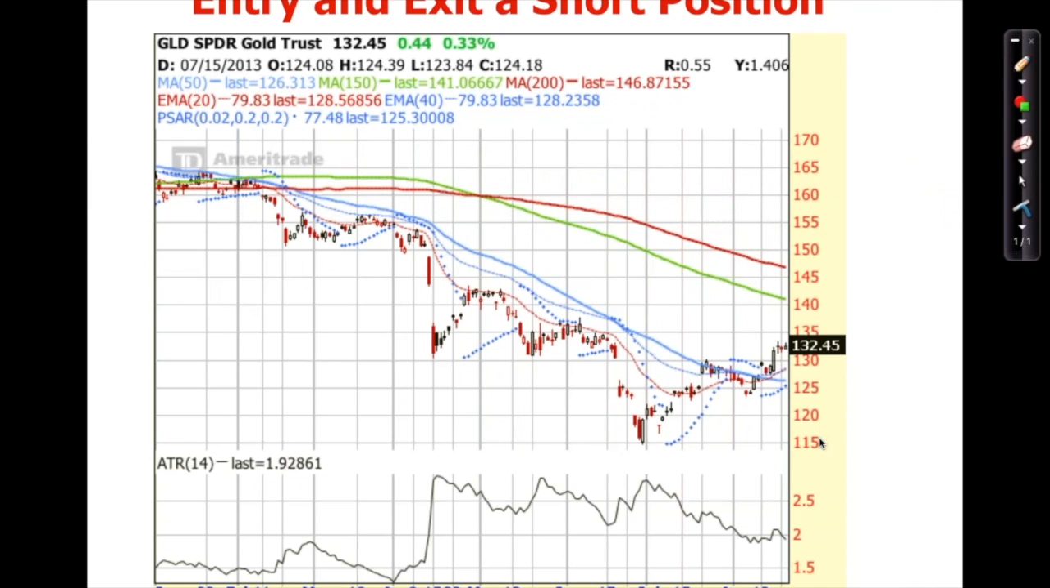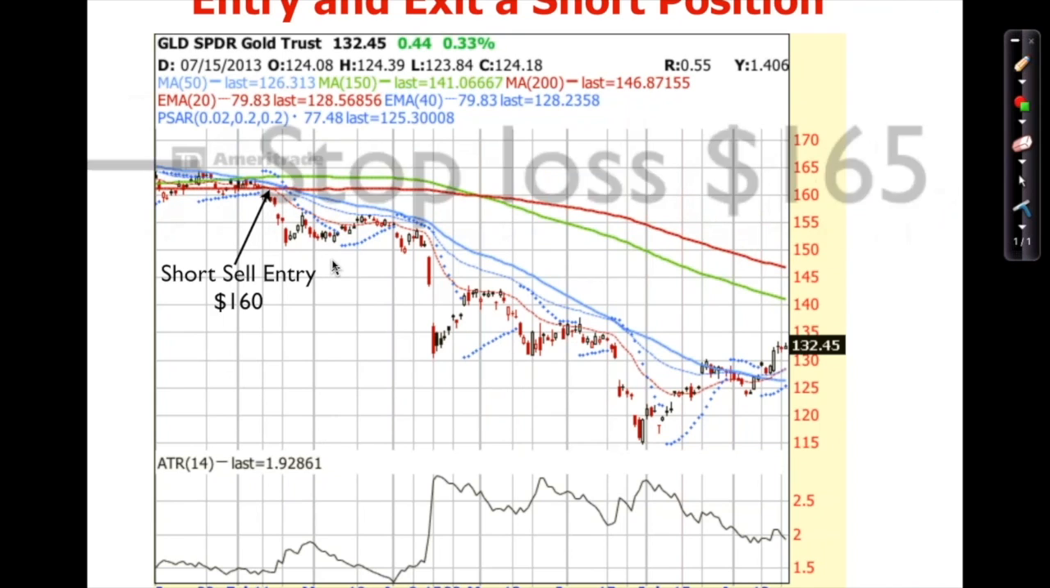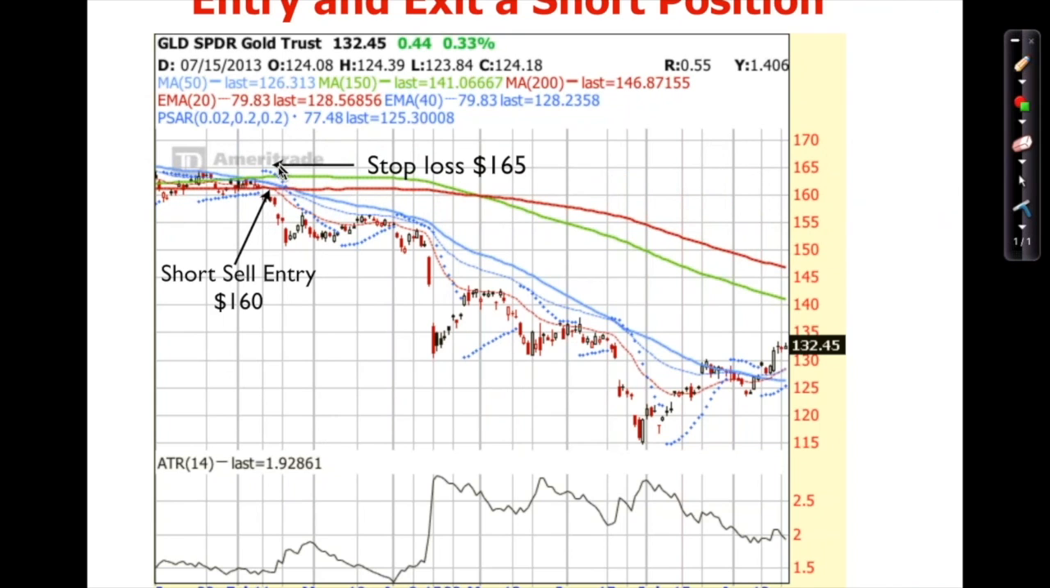Sorry, let me go through that step by step. First, you short sell at 160. When you short sell, you're expecting it to go down. But what if it goes up? You lose money. So you must always have a protection. You must always have a stop loss. If it goes up to a certain level, you have to stop and buy it back.